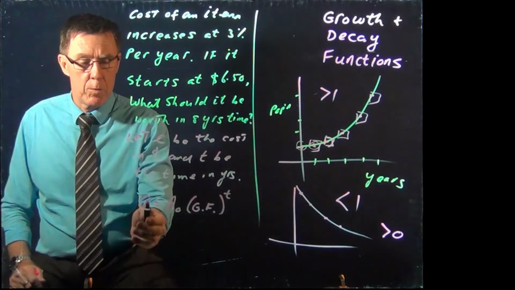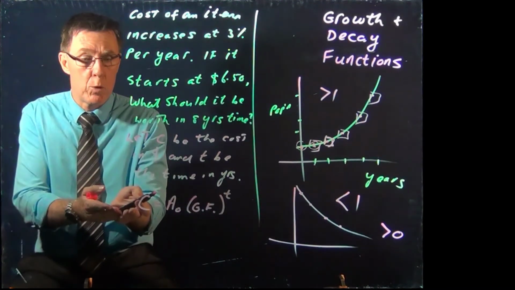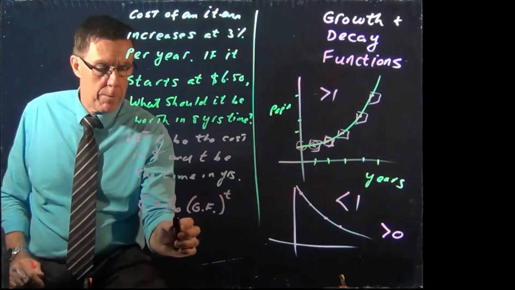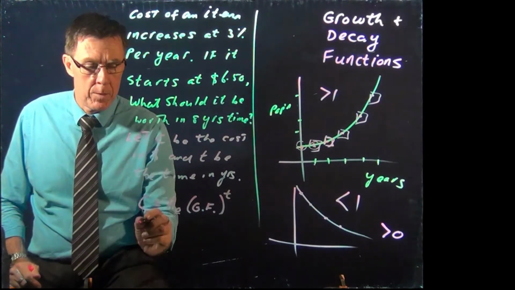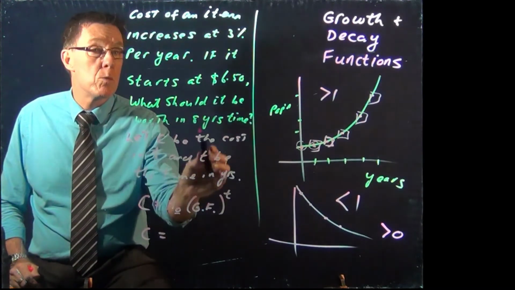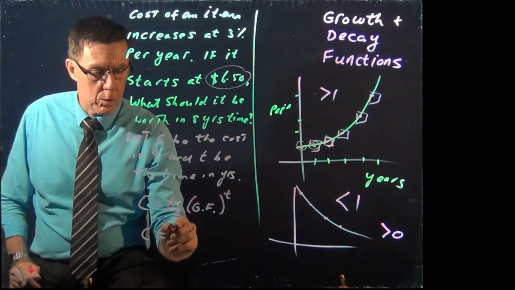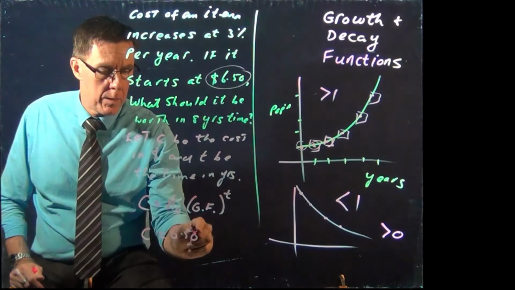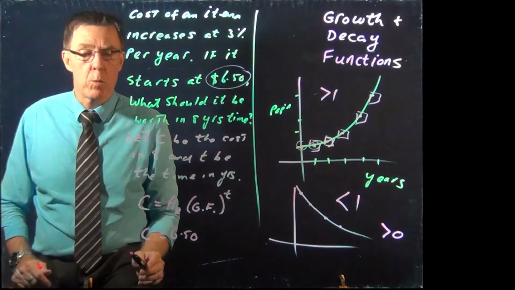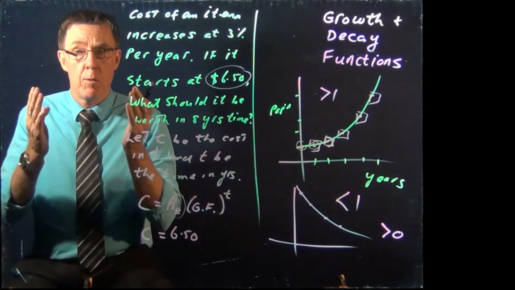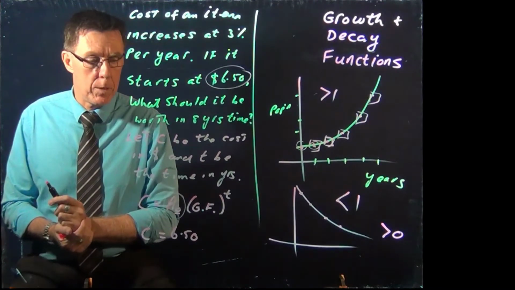What does that mean? Well, C is the cost at any time. That's what we're trying to work out. A0, A is the amount that you have at time 0. So do we know the amount at time 0? Yes. The amount at time 0 is $6.50. So all exponential formulas will always start with the value you have at time 0, when nothing has started to happen yet.